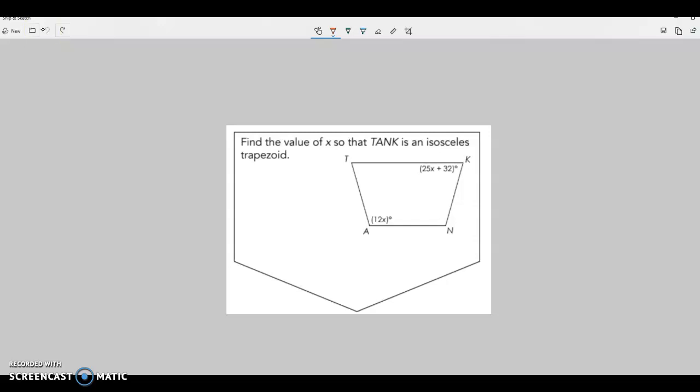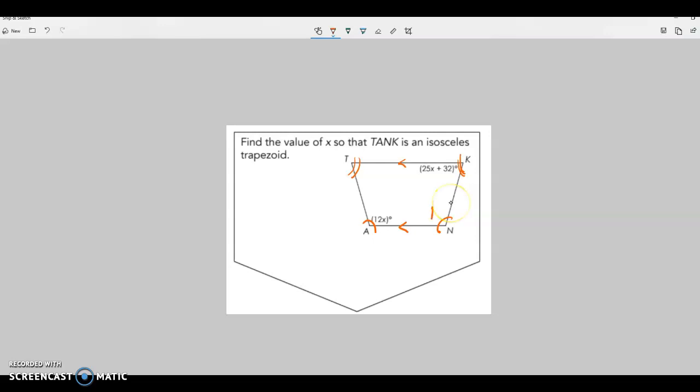Find the value of x so that TANK is an isosceles trapezoid. So if we would want TANK to be an isosceles trapezoid, then we would need angle N and angle A to be congruent. And we would want angle T and angle K to be congruent because those are both of the pairs of base angles.